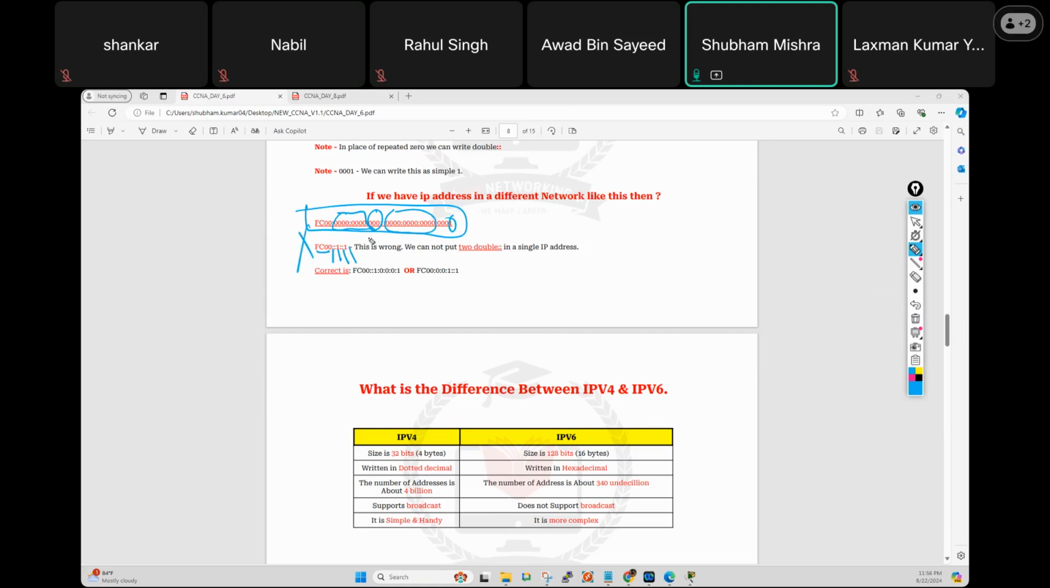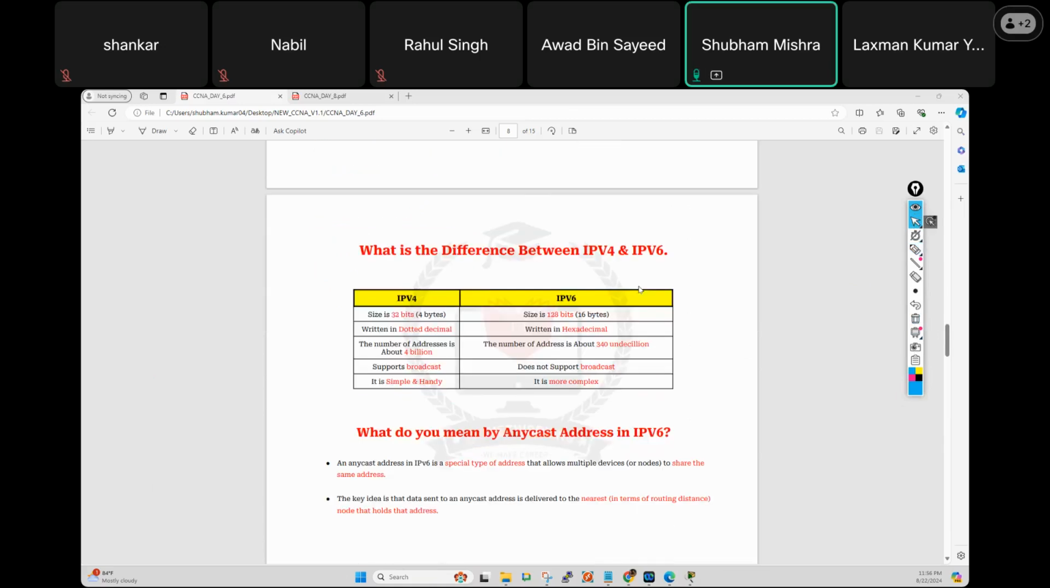Because there is a rule: in a single IP address, you cannot use double colon 2 times. You have to use it only 1 time, guys. So either you can write like this or you can write like this. Either you can use the double colon here or you can use the double colon here. So this is the rule in a single IP address: double colon we cannot use 2 times.